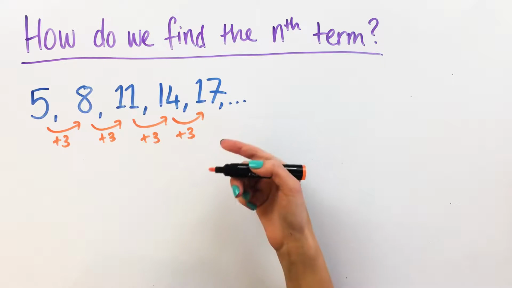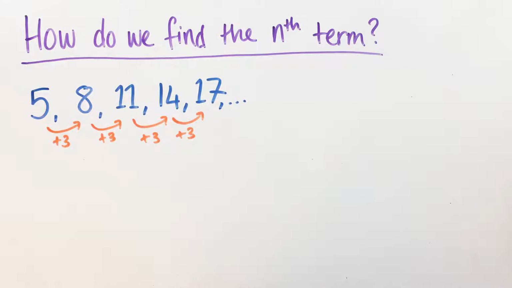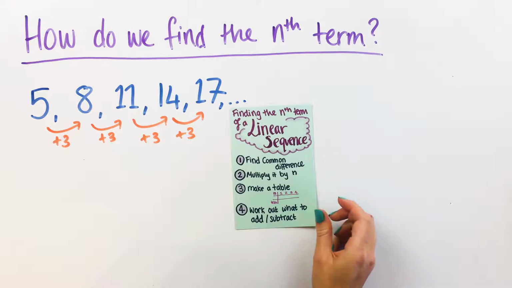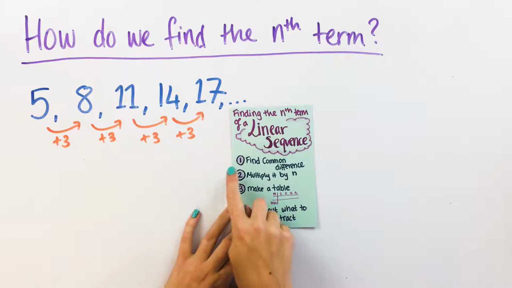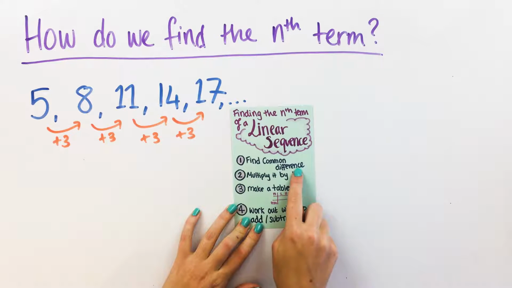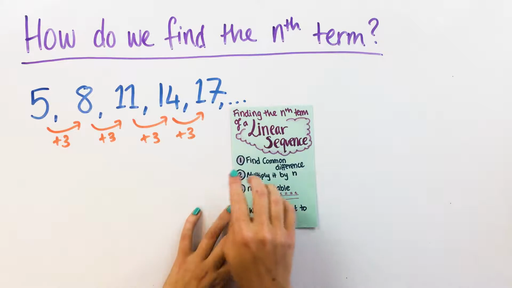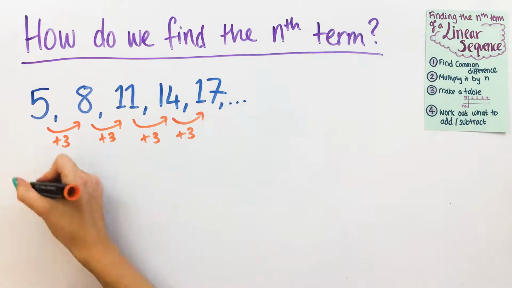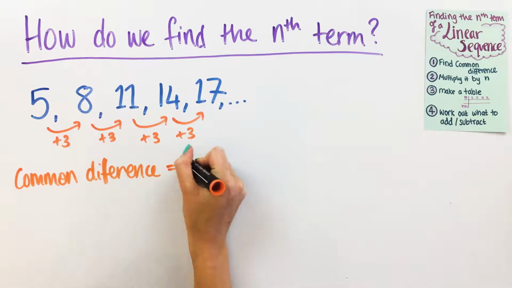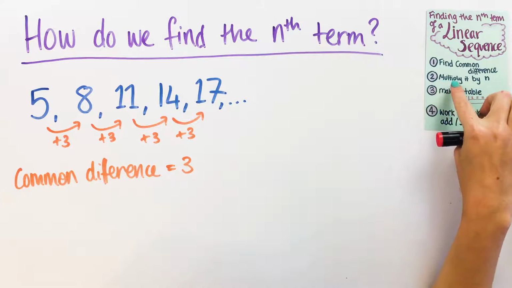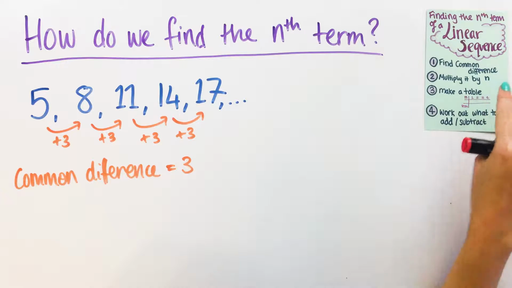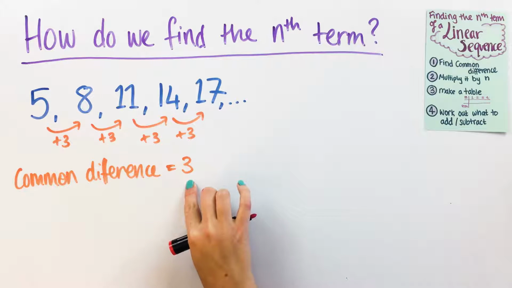Now let's see how to find the nth term of this sequence. Here's a step-by-step guide to help us. So step number 1 is find the common difference. So we've already done that. We've found that the common difference, so the difference between each of the terms, is 3. The next step tells us to multiply this common difference by n. So we have 3 times n, which is 3n.